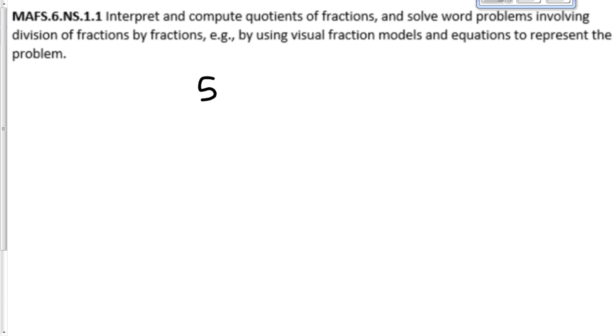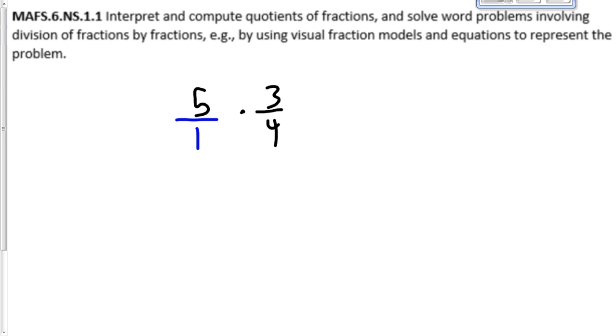I'm going to do 5 as the whole number times 3/4. In order to multiply a fraction by a whole number, you have to turn that whole number into a fraction. You do that simply by putting it over 1. So 5 over 1, which is 5 divided by 1, which is still 5. I have not changed the value of that number.